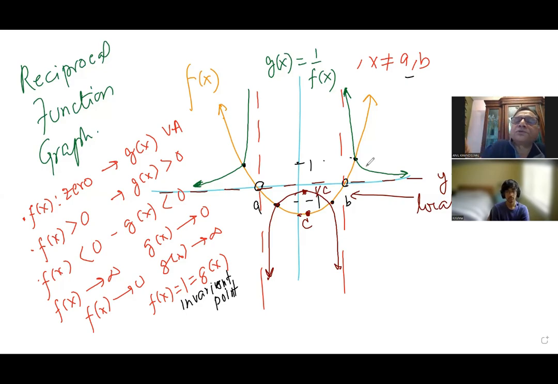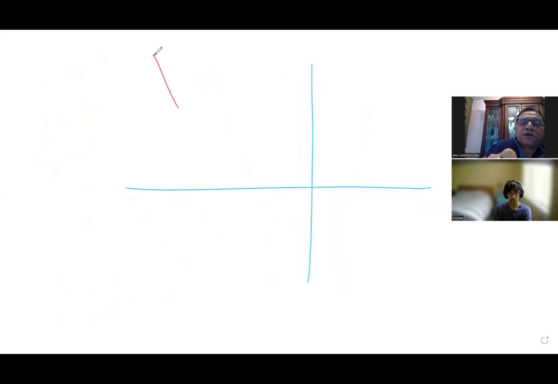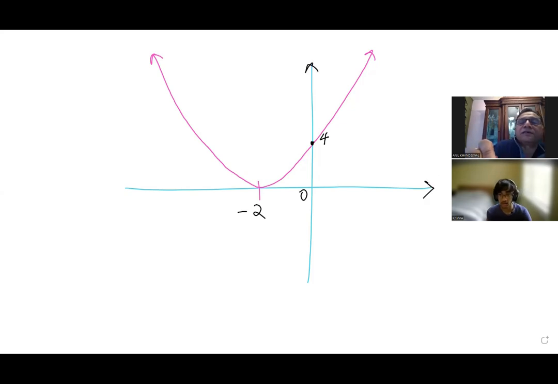Okay, just to test you out, let me give you another graph and ask you, how will you make a graph for the reciprocal function? Okay, so there you go. I have a graph here. Let's say this value here is 2 minus 4. Now tell me, how will you proceed to draw? This is f of x. Yeah. So there would be a vertical asymptote at -2.